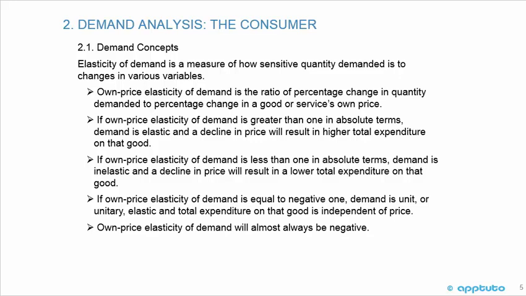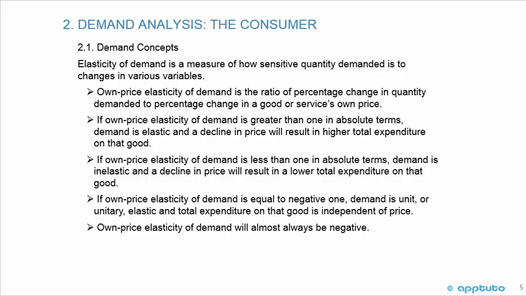If own price elasticity of demand is greater than 1 in absolute terms, demand is elastic, and a decline in price will result in higher total expenditure on that good. If own price elasticity of demand is less than 1 in absolute terms, demand is inelastic, and a decline in price will result in a lower total expenditure on that good. If own price elasticity of demand is equal to -1, demand is unit, or unitary, elastic, and total expenditure on that good is independent of price.